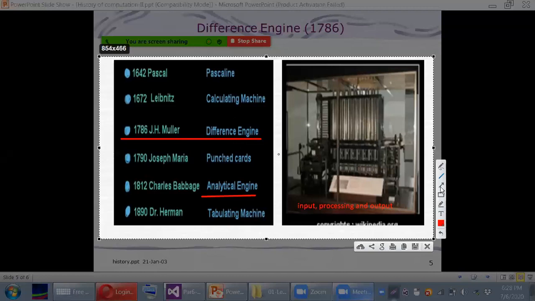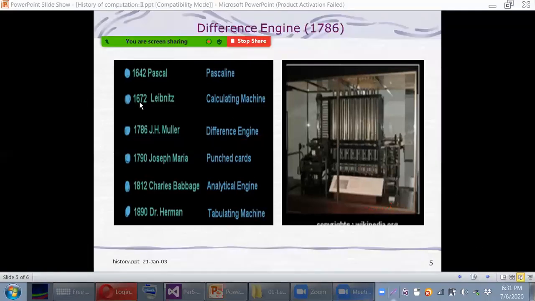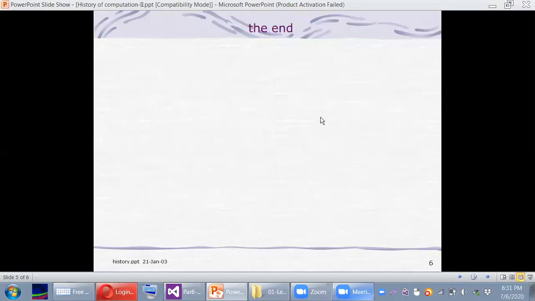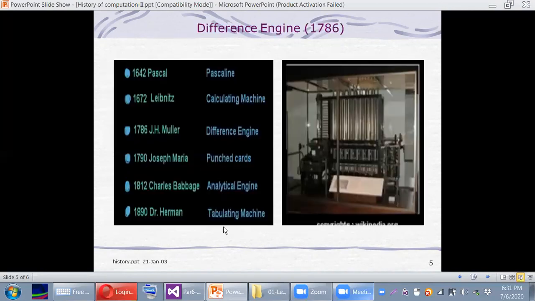So that's all for today. In the next lecture, we will discuss two more important devices of the dark age, that is punch card and analytical engine, and also one more, the tabulating machine. Then the topic of our dark age devices will be over.